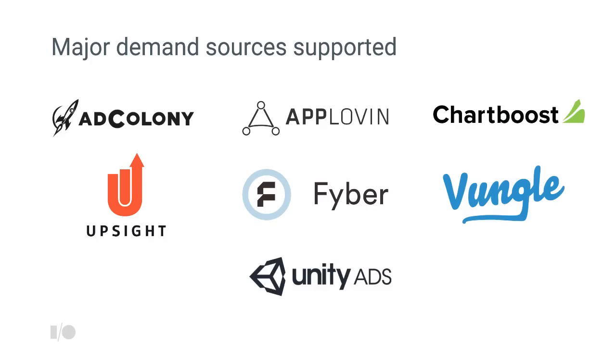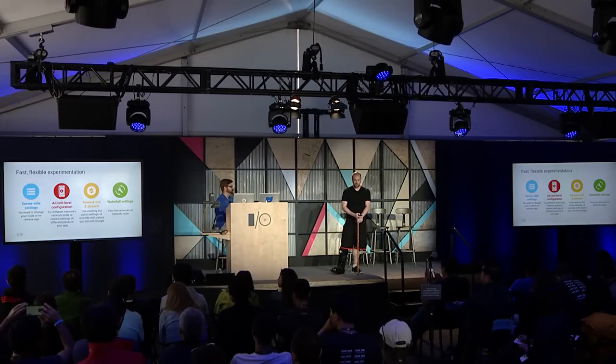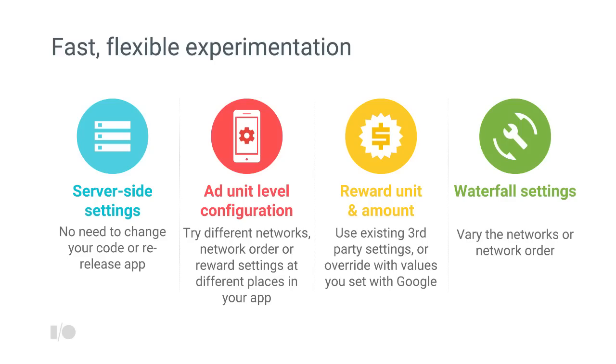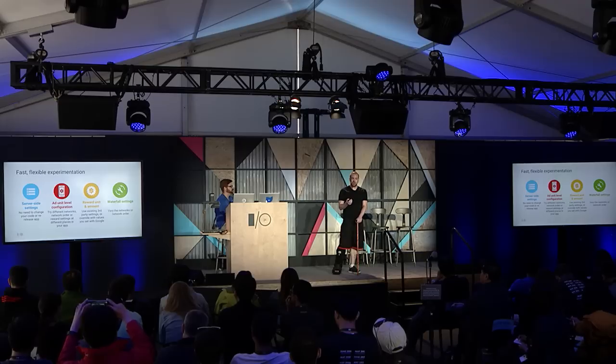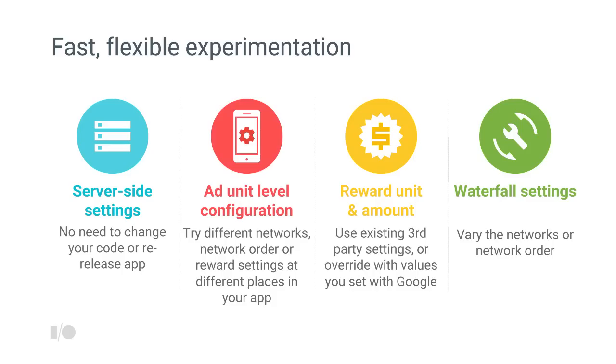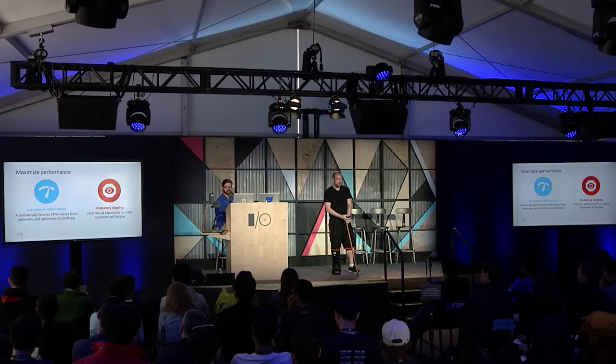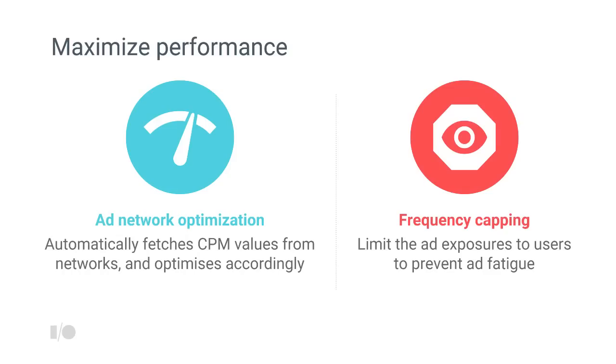These 7 great rewarded networks have now been added to the over 40 networks we already include in regular mediation. We want to make it simple for you to experiment with rewarded ads. We want you to be able to try different networks in different orders with different reward settings. As such, reward and waterfall settings are stored at the ad unit level. We store this information server side, so you don't need to change your code in order to experiment with new configurations.